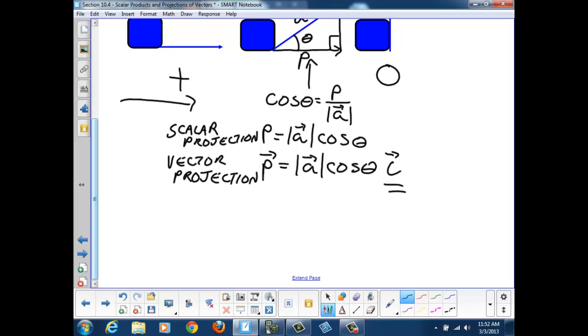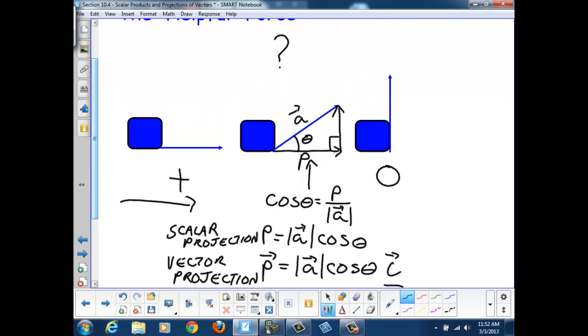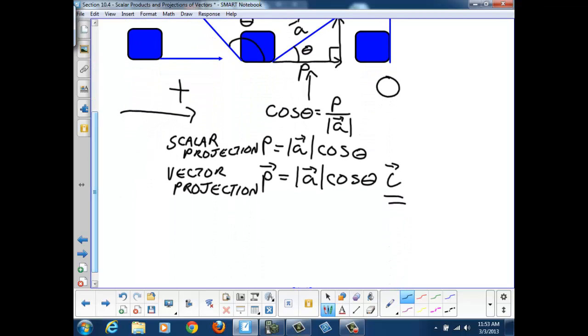Notice that if the angle between the direction I want to go and the vector that I'm creating, my force vector A, is more than 90 degrees, so if I actually had a vector where theta was greater than 90, the cosine of theta would be negative, and that would tell me that I'm actually working against my purposes, and I'd have a negative scalar projection and a vector that points in the opposite direction of the direction I was intending to move.